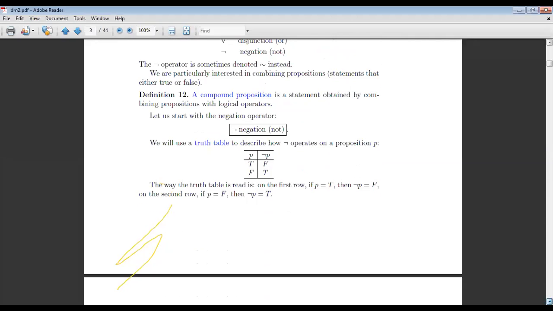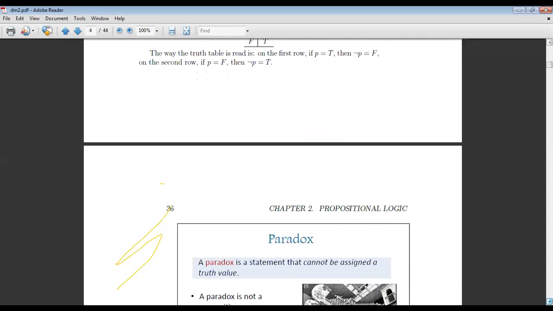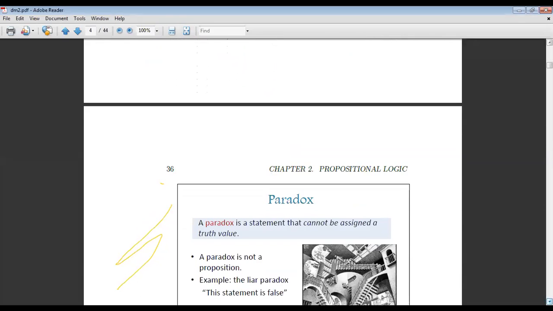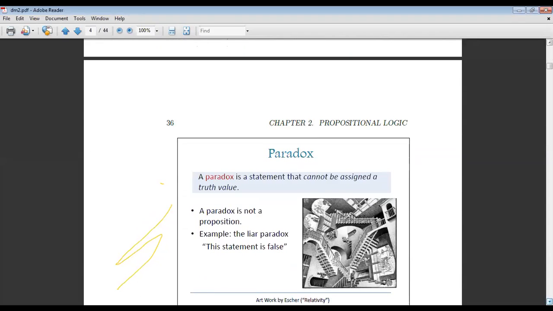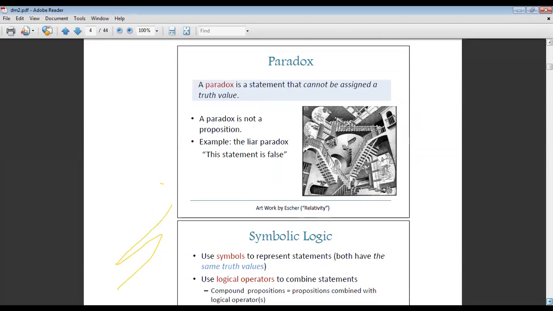Next we will come, so again the definition is given. Paradox is a statement that cannot be assigned a truth value. This statement is false.